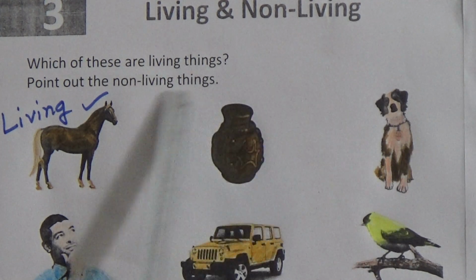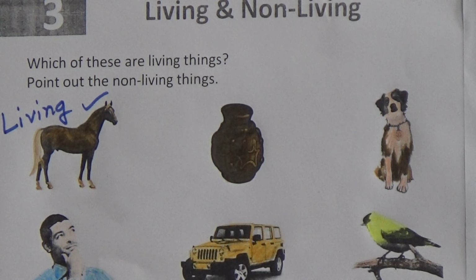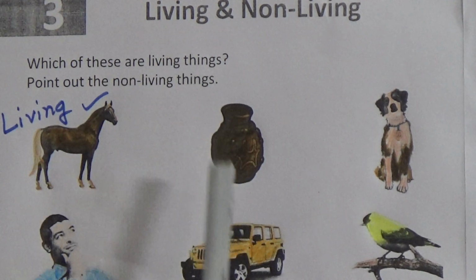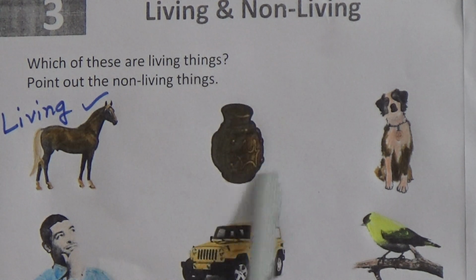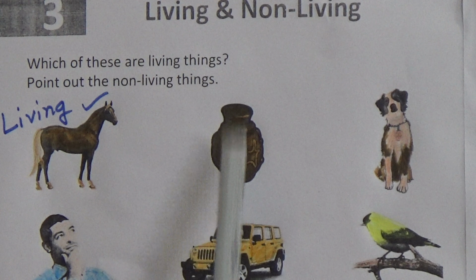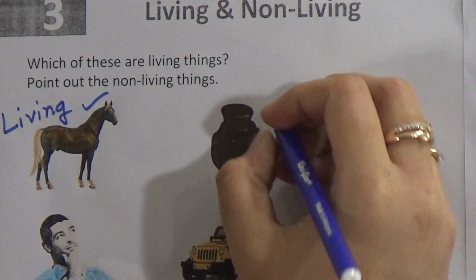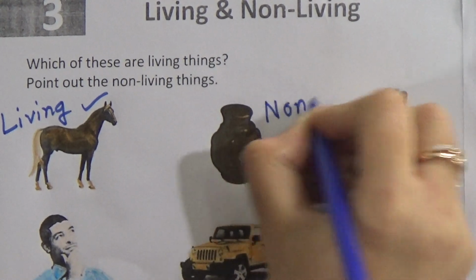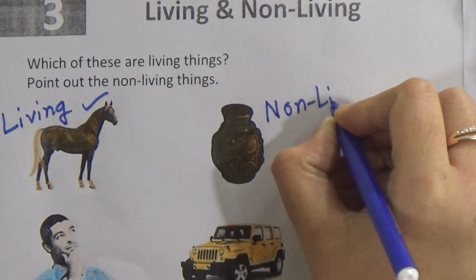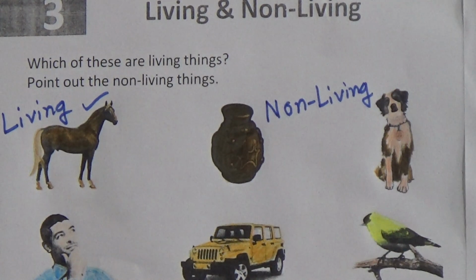Now here is a clay pot. This is a clay pot and this is a non-living thing. This is non-living because it can't take breath and it can't grow. So it is a non-living thing. So we will write non-living beside this picture.